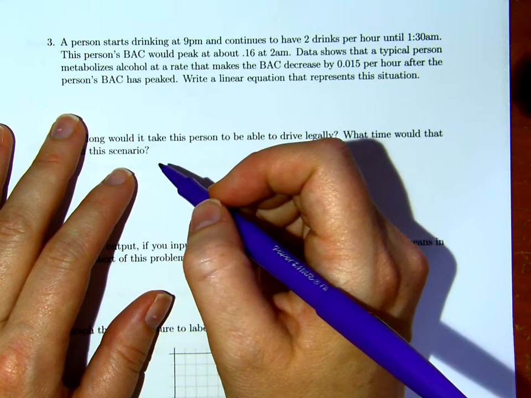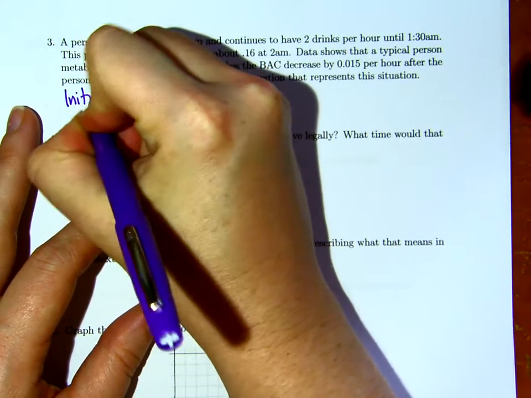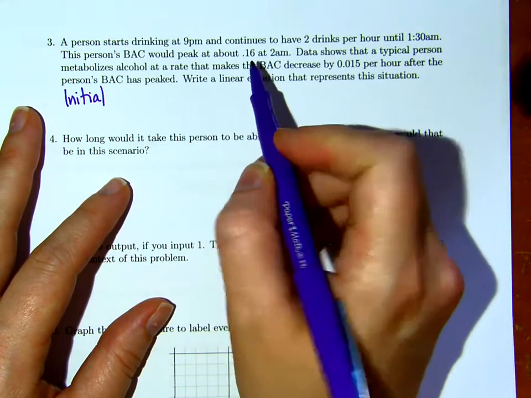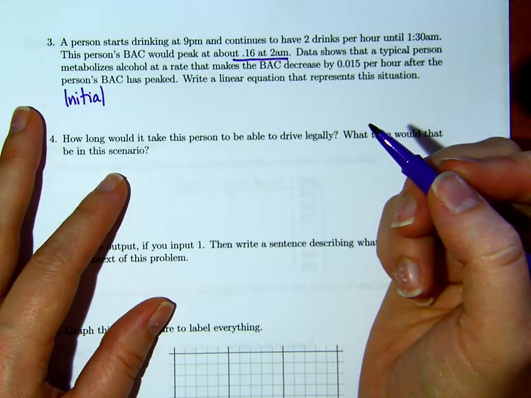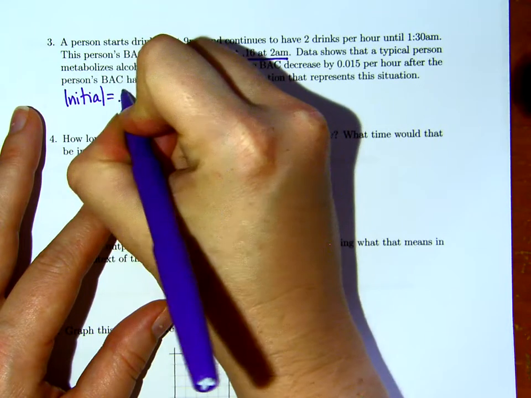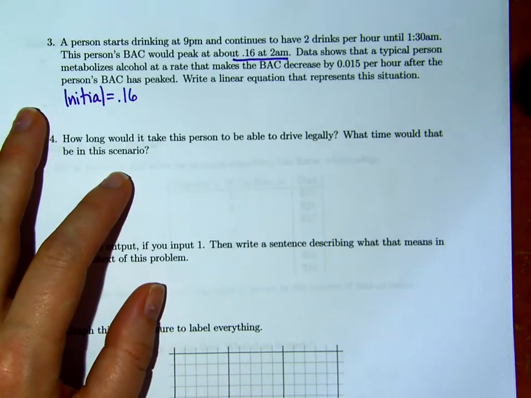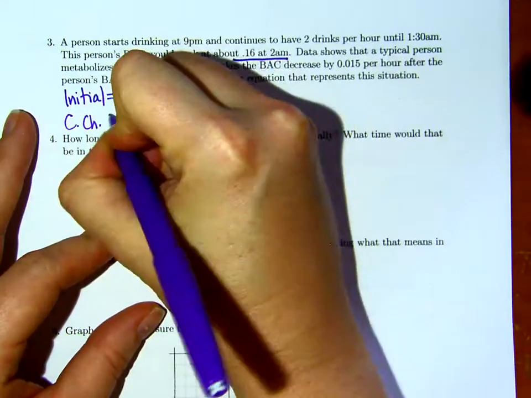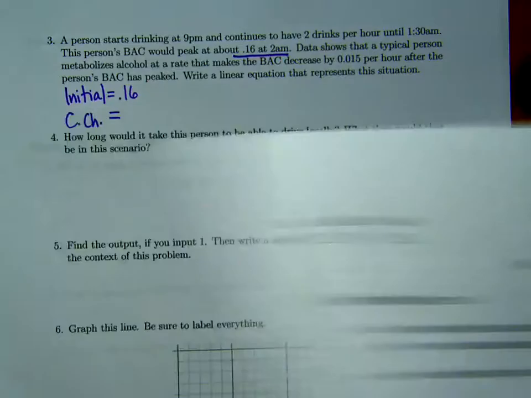Okay, so let's go like this. I feel like in order to write a linear equation, we need an initial value. The initial value, it peaks at 0.16 at 2 a.m. That's the initial blood alcohol concentration before it starts coming down. But we also need the constant change. Because remember, if we're writing a linear equation, we need the initial and we need the constant change.